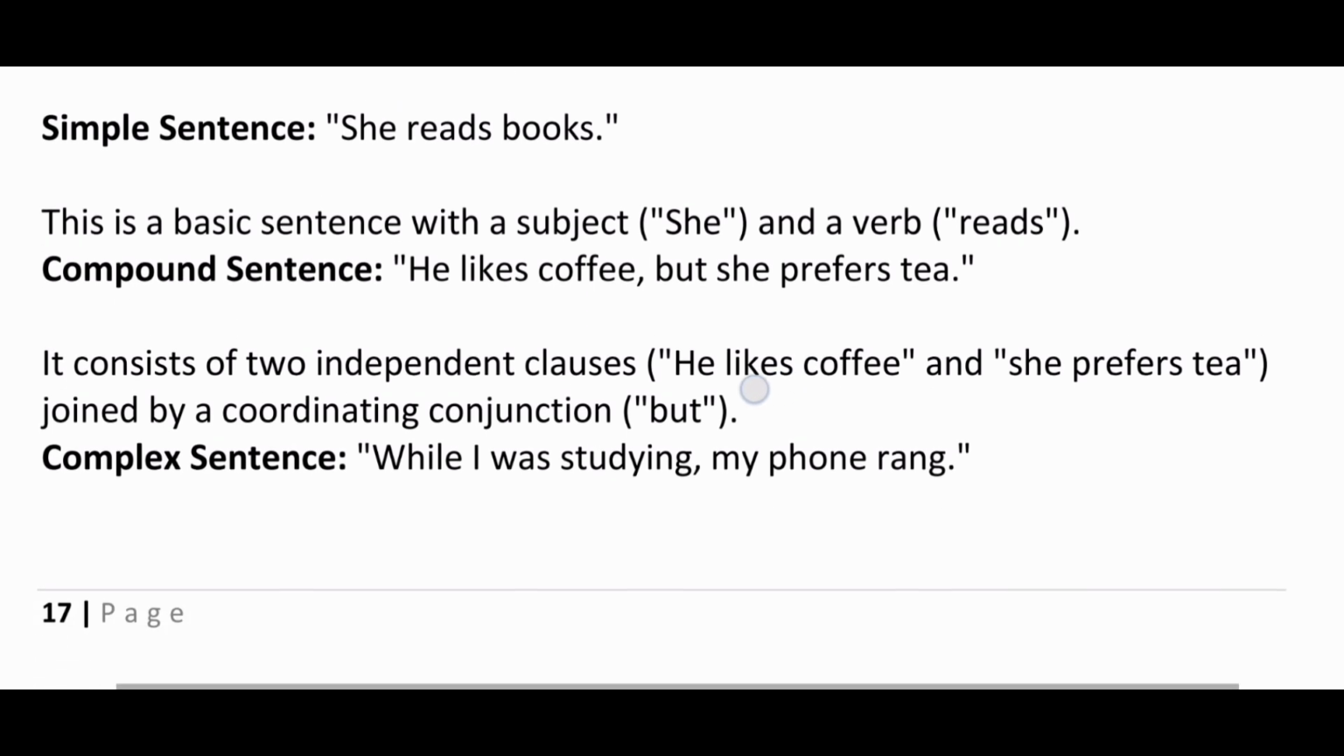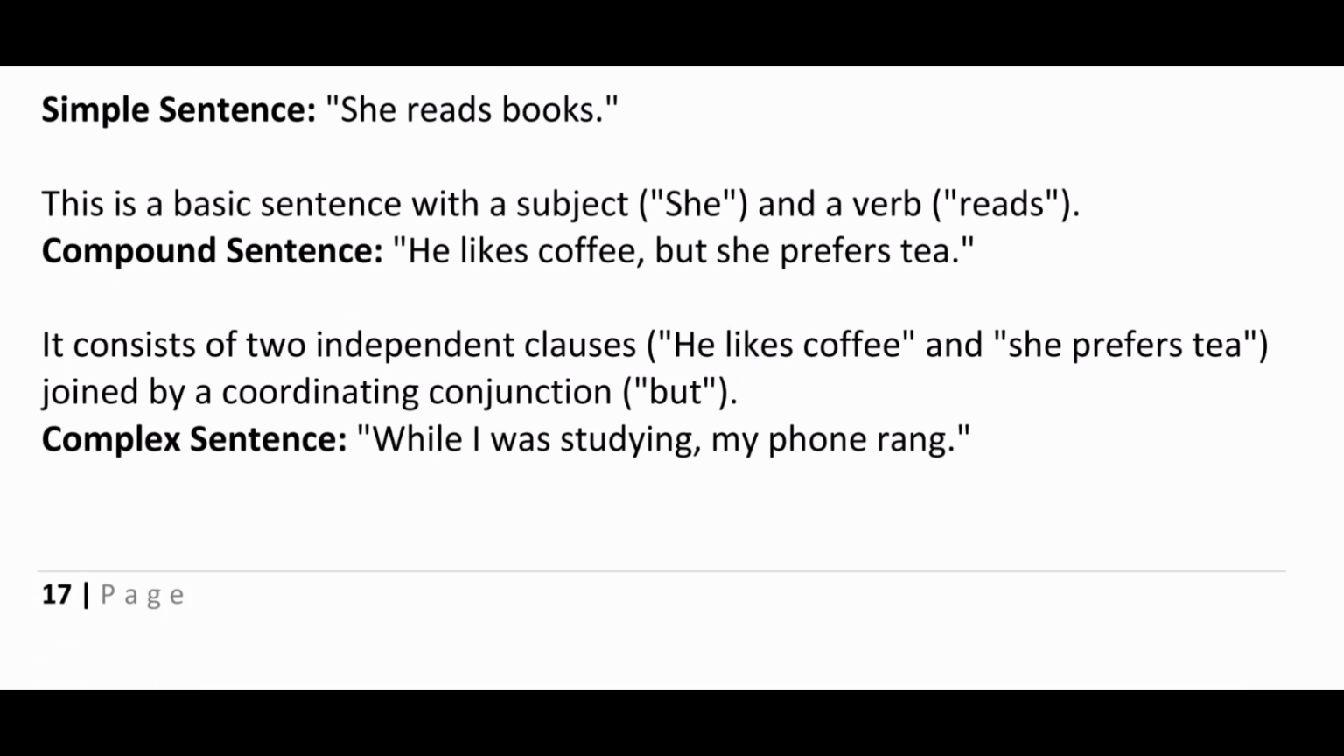Simple sentence. She reads a book. Of course, this is very simple. I'm going. All right, this is all. So these are simple sentences, right? This is a basic sentence with a subject, she, and a verb, reads. Of course, she is the subject. Who is reading? She is reading. What is she doing? She is reading, right?